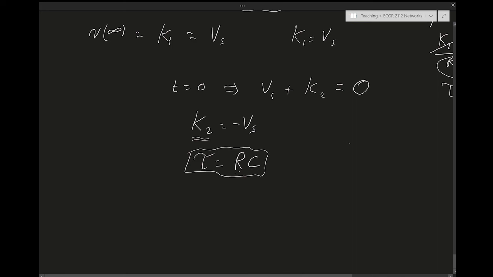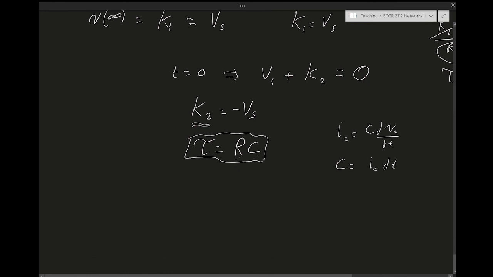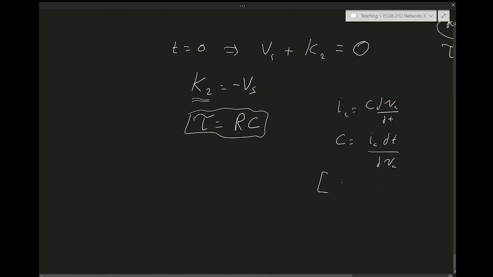What are the units of C? IC equals C dVC by dt. That means C equals IC dt over dVC. Again, I'm abusing notation, but that's fine. I'm just finding the units. That means the units of C, the capacitance, well, I know they are farads, but I want to find them in units that I can cancel out with R. So the units of the capacitance are amp second over voltage.